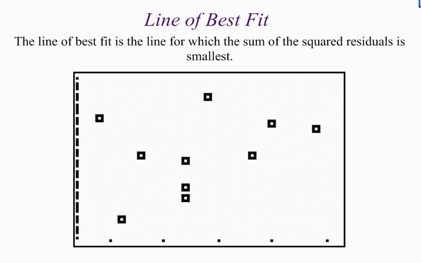Now it's time to talk about this line of best fit. The definition in statistics for the line of best fit is right here. The line of best fit is the line for which the sum of the squared residuals is smallest. Now that's kind of a mouthful, but really the part that we're looking at is the sum of the squared residuals. Okay, now we've talked about residuals before, but what is the sum of the squared residuals?